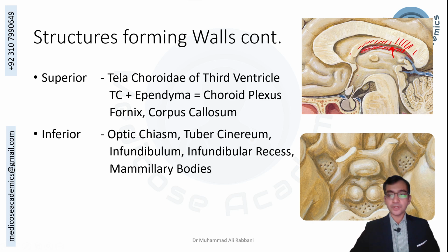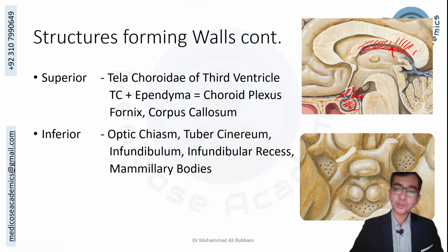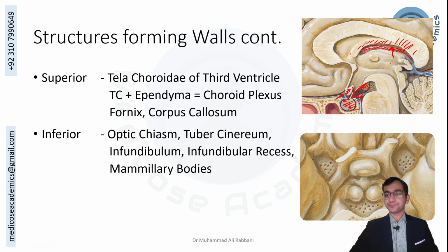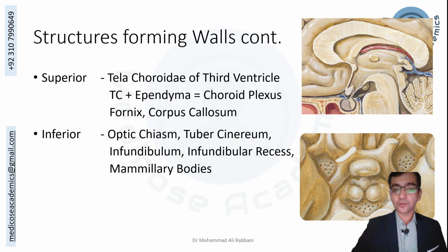And inferiorly, if we start from anterior to posterior, this is the optic chiasm. This raised part is called the tuber cinereum. This stalk is called the infundibulum, and this whole area is the hypophysis, or the pituitary gland itself. Technically, the tuber cinereum and infundibulum are part of the floor, because the pituitary is further down, and on the posterior aspect there is the mammillary body. So these are the structures that are forming the inferior wall or floor.